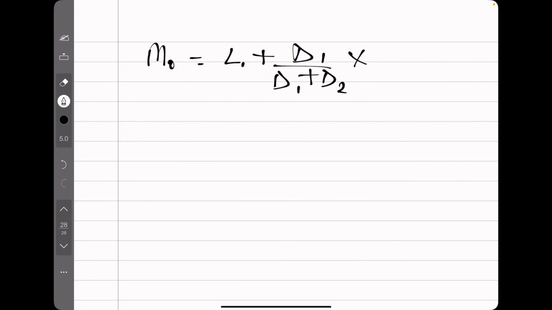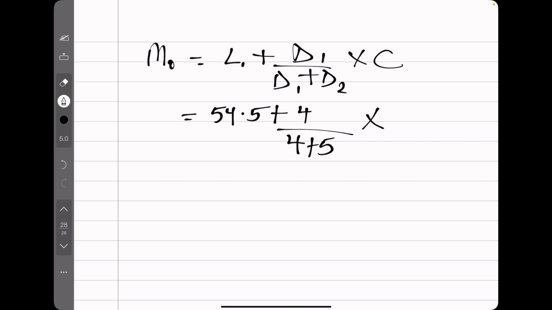Now to the formula of our mode. We have our mode as L1 plus D1 over D1 plus D2. I would not need to explain what these parameters mean. If you want to know, you could go back to the previous video. L1 happens to be 54.5. Our D1 we got 4, and D2 we got 5, and our class size happened to be 5. So our value here is 56.7. You could pause the video and calculate it yourself.